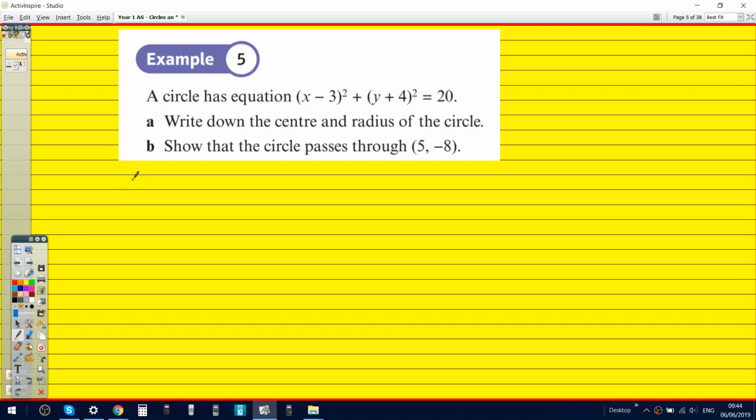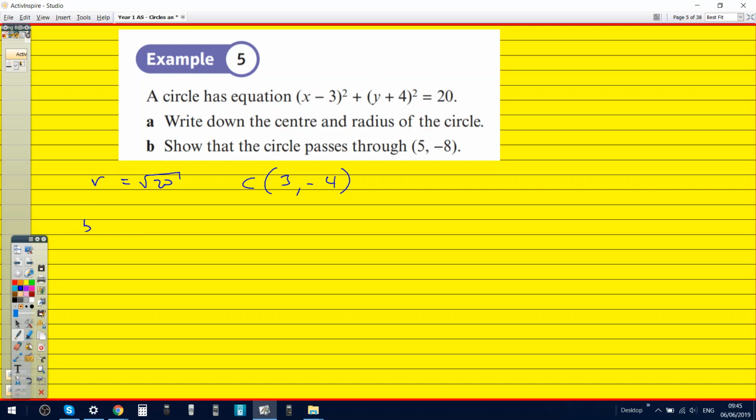Okay, how about this? The radius, is that just root 20? Yeah. And then the centre is that 3, minus 4? Yeah.